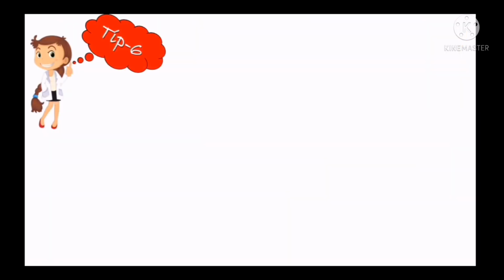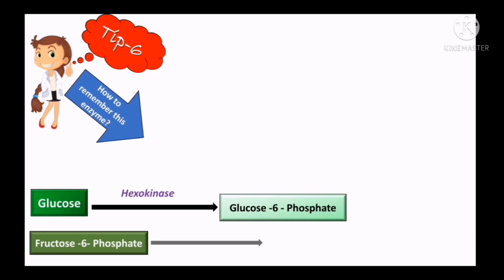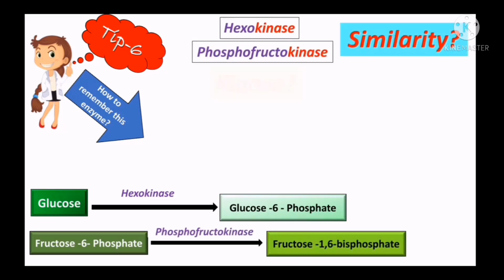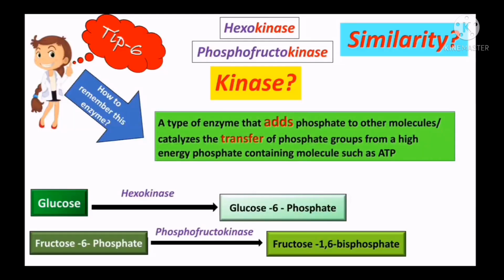Now let's see how to remember this enzyme. In step 1 we found an enzyme called hexokinase, and in step 3 we found an enzyme called phosphofructokinase, right? So, can you detect any similarity between these two enzymes? Well, the part kinase is common to both of them. So let's see what's the meaning of that word. Kinase is a type of enzyme that adds phosphate to other molecules, that is, it catalyzes the transfer of phosphate groups from high energy phosphate containing molecules such as ATP.